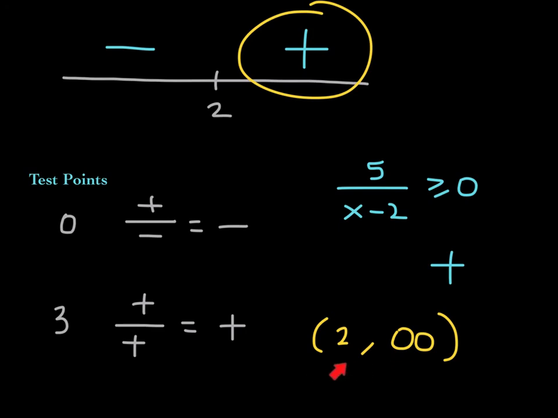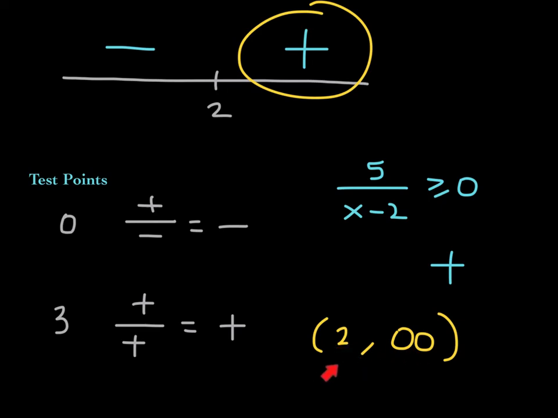Okay, I don't know about you guys, but I'm tempted to put a bracket on 2 because I'm trained to think that whenever I have a non-strict inequality, I put a bracket on my endpoint. And that's true as long as that endpoint is an x-intercept, and 2 is not an x-intercept. It's a vertical asymptote. Regardless of this inequality symbol, you always put a parenthesis on your vertical asymptote.